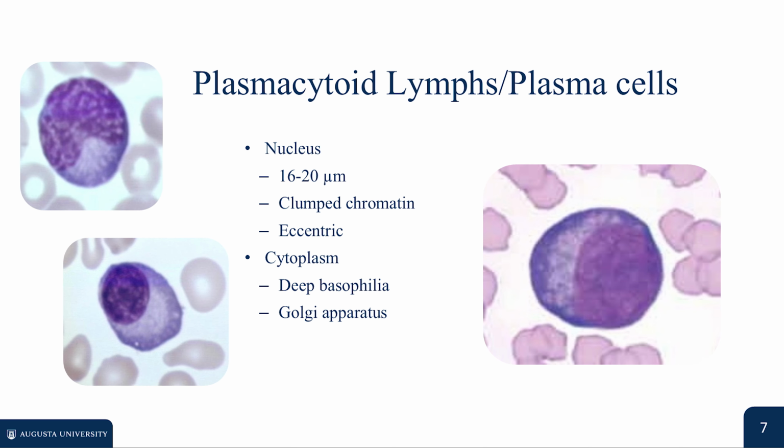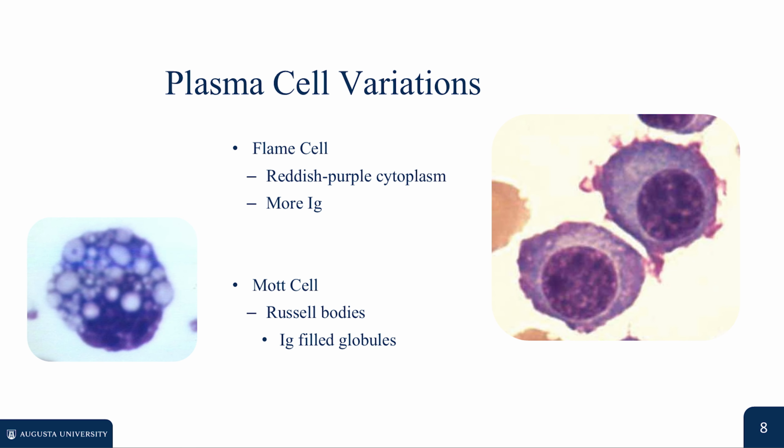developed Golgi apparatus. Pathological or hypersecretory conditions can induce striking morphologic variations in plasma cells, such as flame cells and Mott cells. A flame cell exhibits vibrant reddish-purple or pink staining cytoplasm caused by an extraordinary intracellular accumulation of immunoglobulins, most commonly associated with IgA heavy chains.